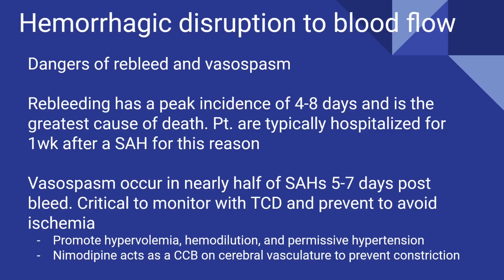Anything that could cause a vasospasm, like hypovolemia, can be a problem too. Anytime you have low volume in a vessel, it's going to trigger it to spasm. So we want to promote hypervolemia. We want to try to dilute the blood. And again, the idea of going back to permissive hypertension, allowing blood flow to go to different areas of the brain.